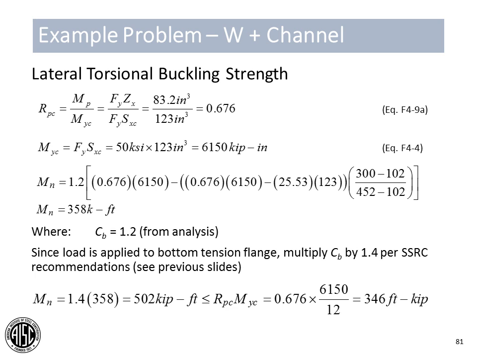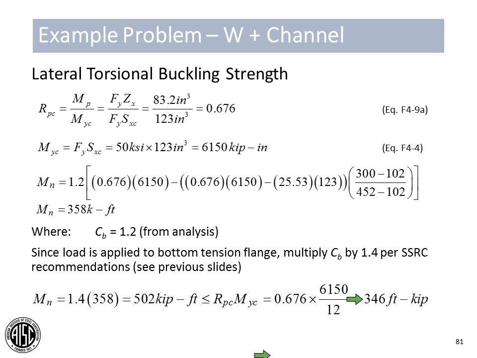Come up with an allowable moment capacity or a nominal moment capacity of 358 kip-feet. We used C sub B again of 1.2 for this analysis, and we can again increase that C sub B by 1.4 based on the bottom flange loading. So we have a modified nominal moment capacity of 502 kip-feet, and this is less than the R sub PC M sub YC criteria of 346. I'm sorry, that's actually greater than the 346 kip-feet. So this will actually be governing in our design.